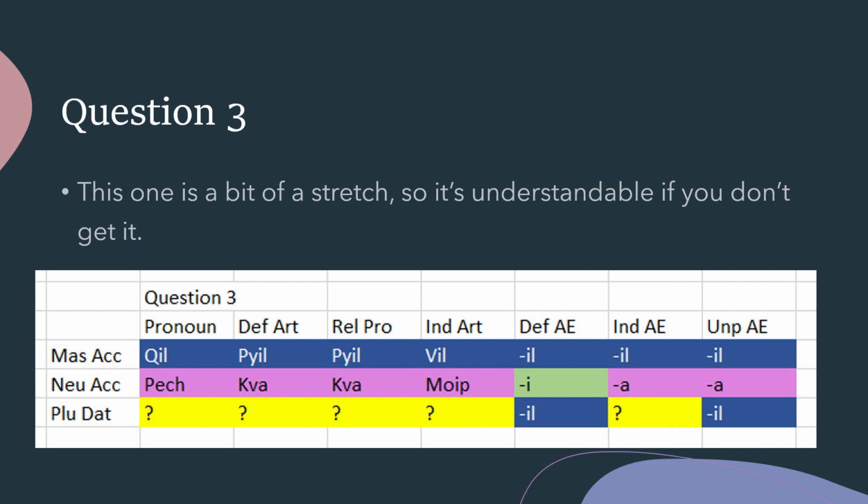Based off of this, can you figure out what the plural dative is? It's a bit of a stretch. You might get it, you might not. There's a bit of confusion. I think I kind of messed up earlier with a bad example, so this isn't super straightforward. I told you what the definite adjective ending and the unpreceded adjective ending are, but what is the indefinite adjective ending and what are all of the other endings?